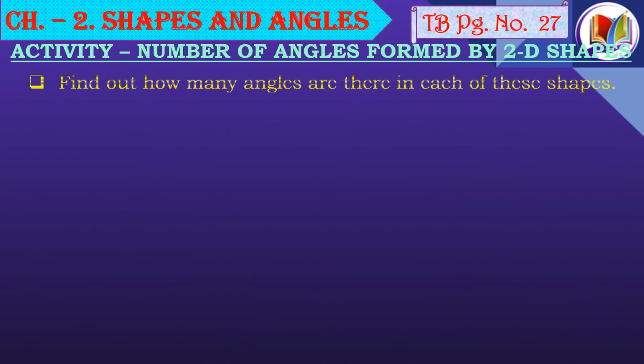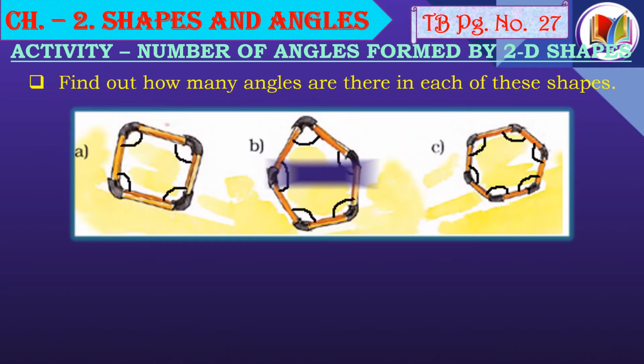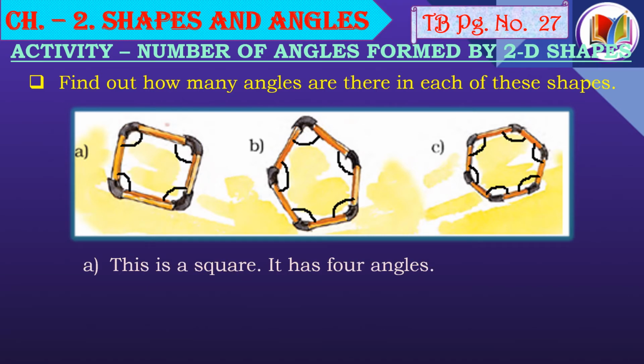Now children, let's go ahead and check out how many angles are formed by these 2D shapes. You can take matchsticks and try to form these shapes and find out how many angles each of these shapes form. The first one is a square and it has 4 angles and it is formed using 4 matchsticks, that is 4 straight sides.